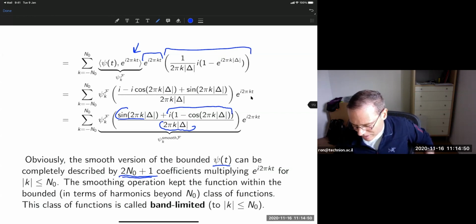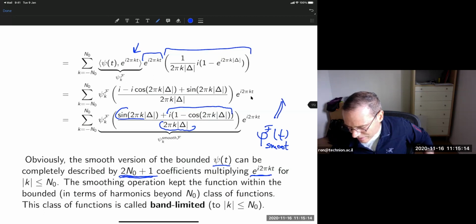So we can express psi smooth of t by the first n0 plus one coefficients of the Fourier, okay? The smoothing operation kept the function within the bounded in the sense that if I now take this function and look at its expansion with respect to the Fourier, then I don't need more than n0 coefficients. Okay, I can represent it accurately. What else can I say about that? So again, what we say is that my psi smooth is K band limited.